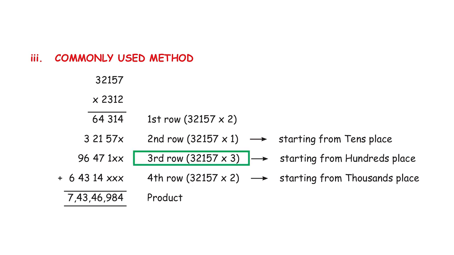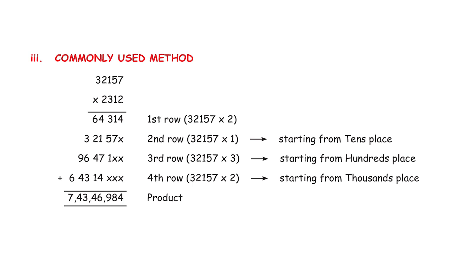The third row, you start from the hundreds place. So you cross out the ones and tens place. So the third row, you need to multiply 32157 into 3. You get 96471. And the fourth row, you have to multiply 32157 into 2. But make sure you cross out ones, tens and hundreds. And you start from the thousands place. So you have 4 rows because the multiplier has 4 digits.